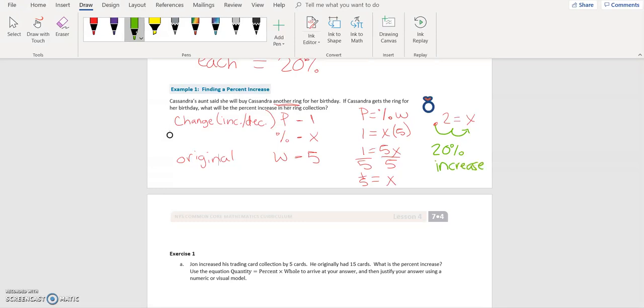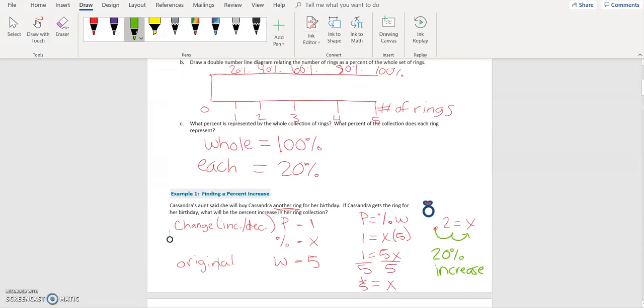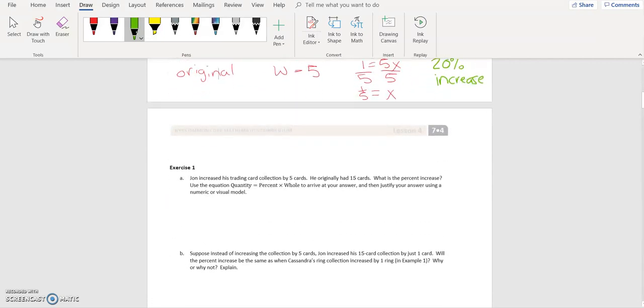And we can see that from our table above. Each ring was considered to be 20%, so if she gets 1 more, it's still going to be 20%. So it's going to be a 20% increase there.